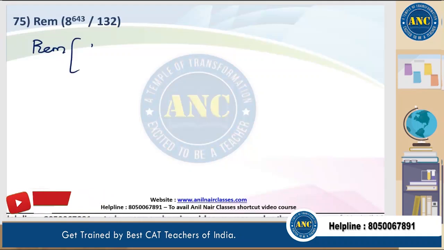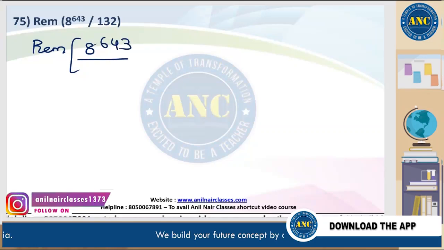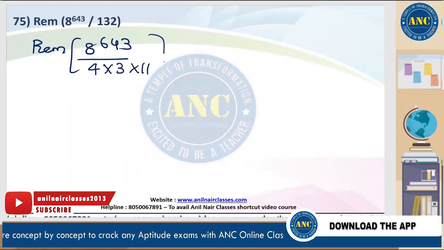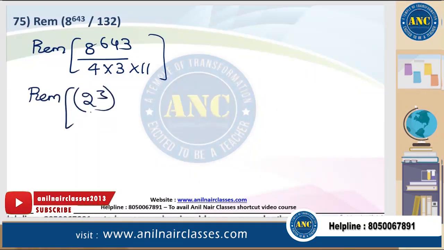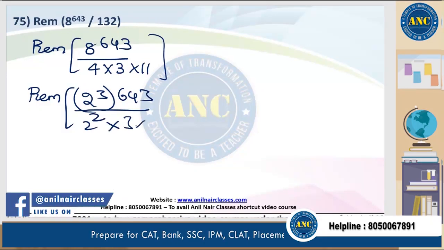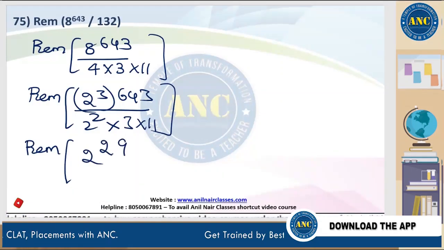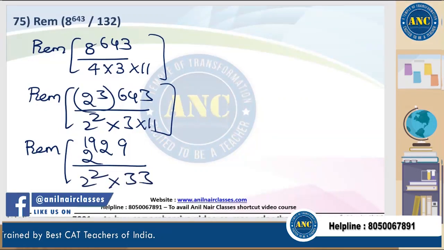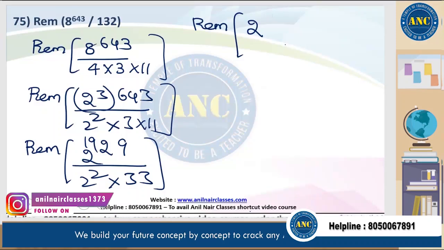8 power 643 divided by 132. What will be the factors? 132 is 4 into 3 into 11, since 12 elevens are 132. So this is nothing but 2 cube power 643 divided by 2 square into 3 into 11. So this will be remainder 1: 2 power 1929 divided by 2 square into 33. The remainder is 1, then 1929 minus 2 is 1927.